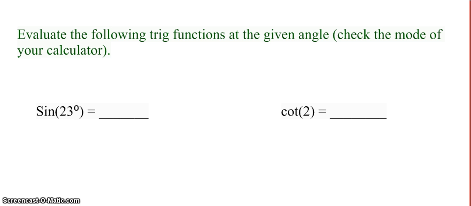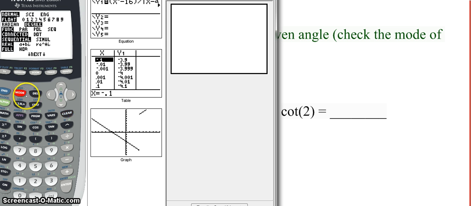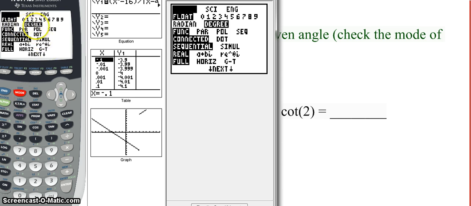It only matters if you are actually typing a trig function into the calculator, or what we're going to see in a minute, an inverse trig function also. So I have to pay attention to what I see. For this first problem, I see sine of 23 degrees. What does that tell me? That tells me that I need to be in degrees. So I'm going to go to my mode and check. I can see I'm already in degrees, but I could be in radians also.